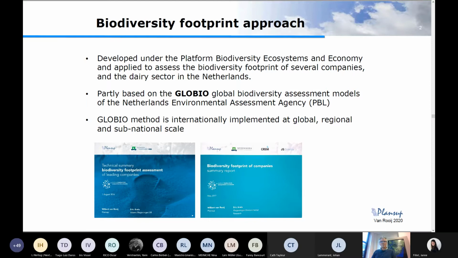The footprint approach is developed on the platform of biodiversity ecosystems and economy. And we applied it for several companies, including the dairy sector. So the methodology was based on the GloBio methodology. That's from the PBL, Netherlands Environmental Assessment Agency. And that GloBio model is internationally implemented at various scales for various reports, the GBO, and etc., etc. So the biodiversity footprint is just taking part of it.